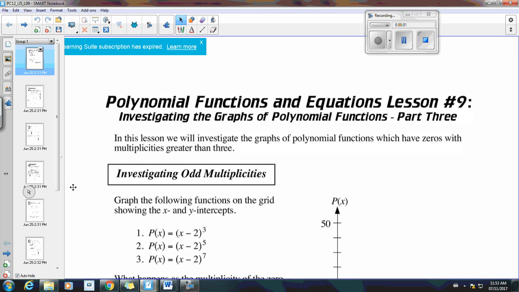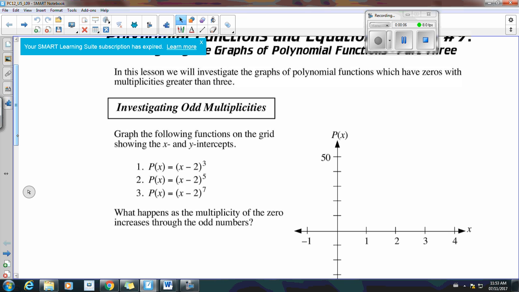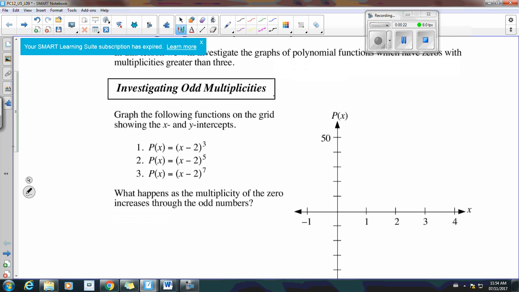Okay, here we have lesson 9. So we're going to investigate multiplicity a little bit more. It's actually a little bit more complicated than the last lesson made it seem. So if we were to now graph these three graphs, x minus 2 cubed has a y-intercept of -8.